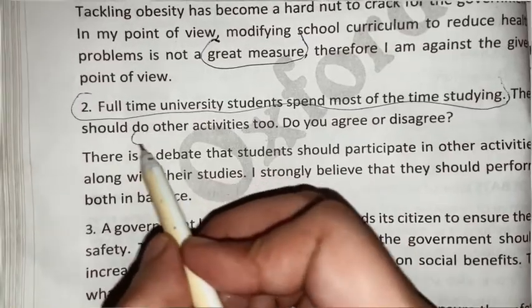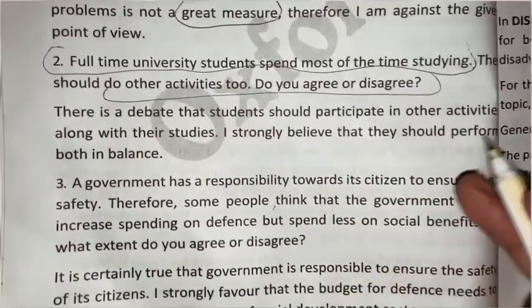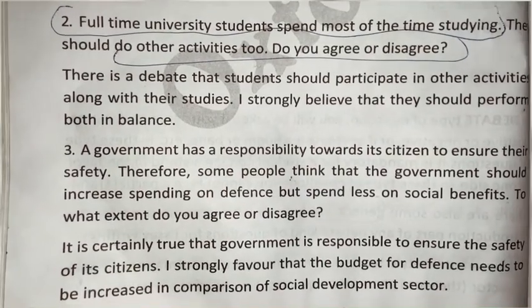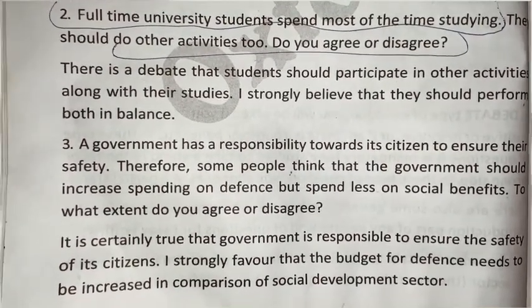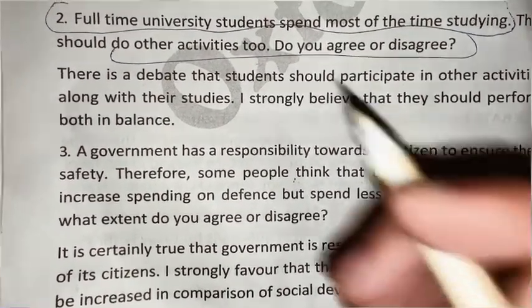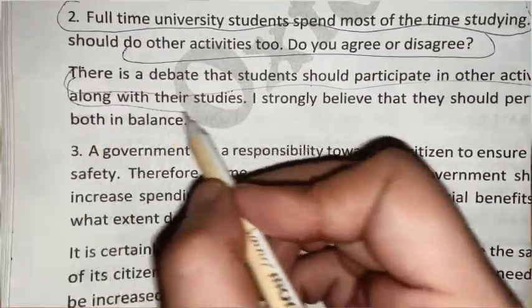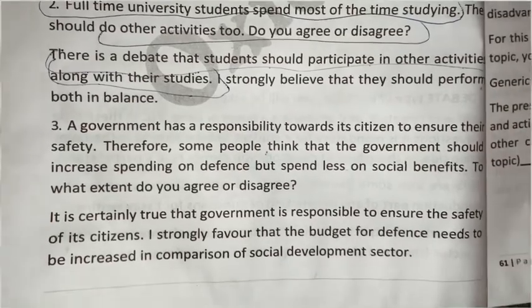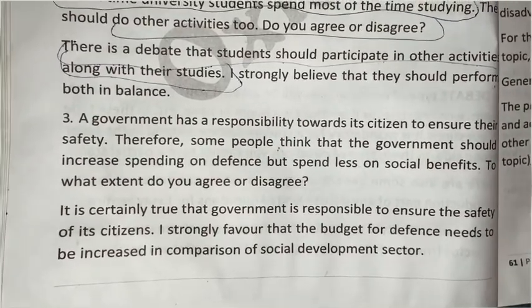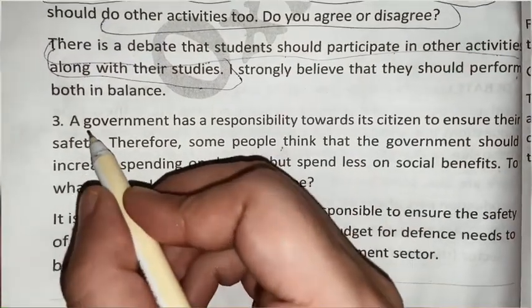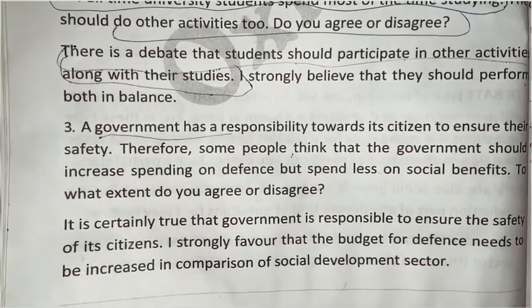Full-time university students spend most of the time studying. They should rather do other activities. Do you agree or disagree? There is a debate that students should participate in other activities along with their studies. I strongly believe that they should perform both in balance, so it will be very beneficial for them as well.